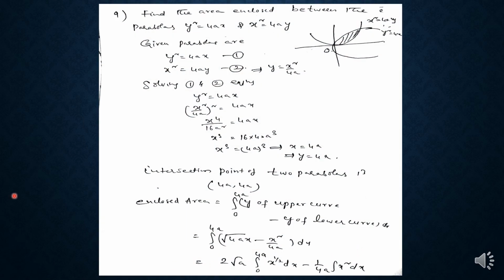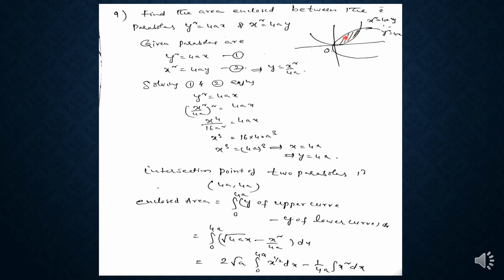Next problem. Find the area enclosed between the two parabolas y square is equal to 4ax and x square is equal to 4ay. See, the first parabola, y square is equal to 4ax, is the right-handed parabola, and x square is equal to 4ay is the upward parabola. So we have to find the area enclosed between these two parabolas. This is the shaded area we have to find.